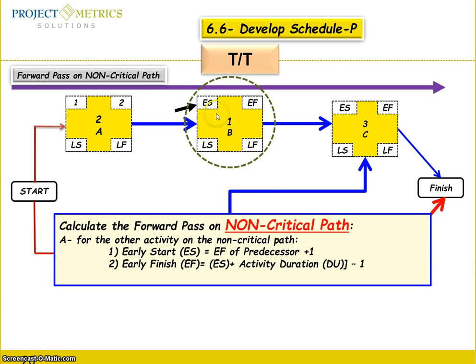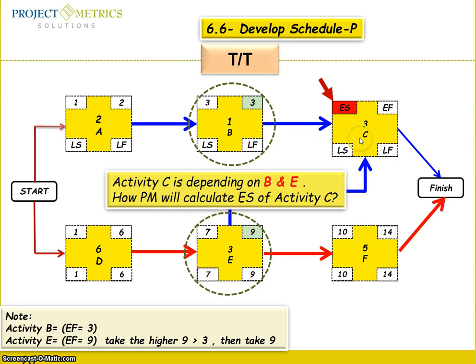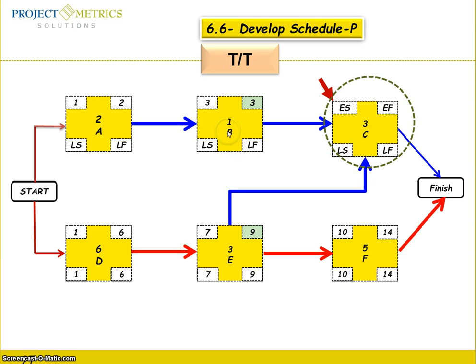So how are we going to do this? This is the equation. 1 plus 2, 3, minus 1 equals 2. Early start, you are going to take the early finish plus 1. This is going to be expected to be 3, and all the way up to here. But here I'd like you to stop a little bit, because this activity C depends on activity B and activity 3. So according to our rule, early start is going to equal early finish plus 1. So you calculate this plus 1, 4.